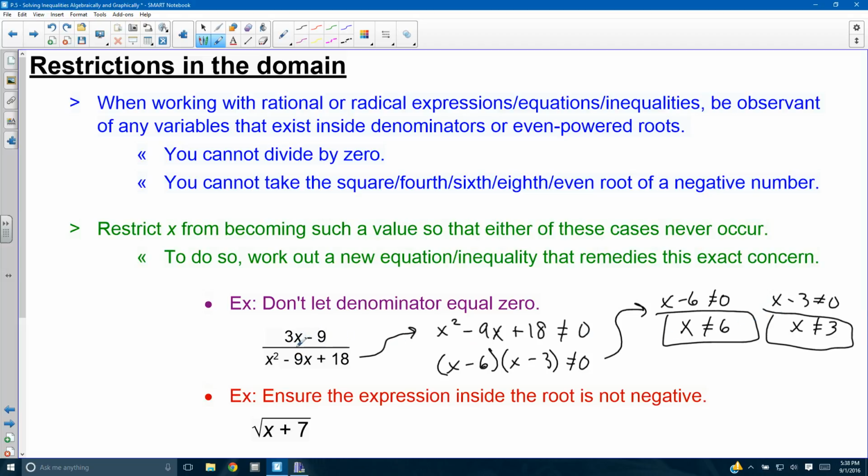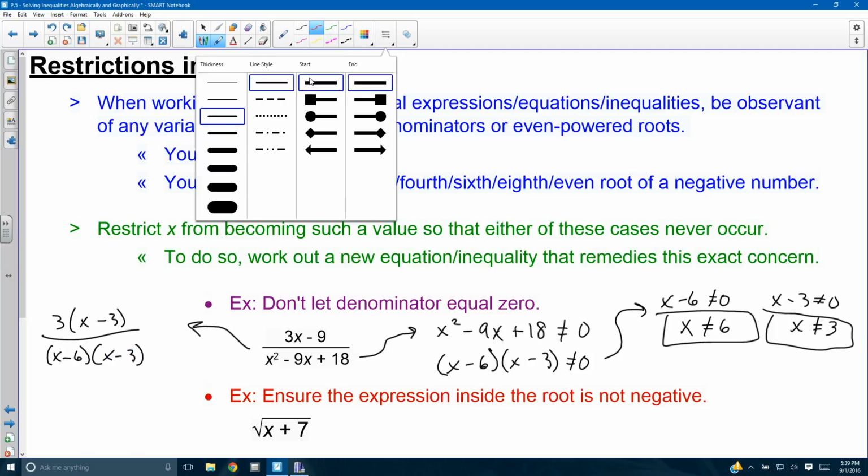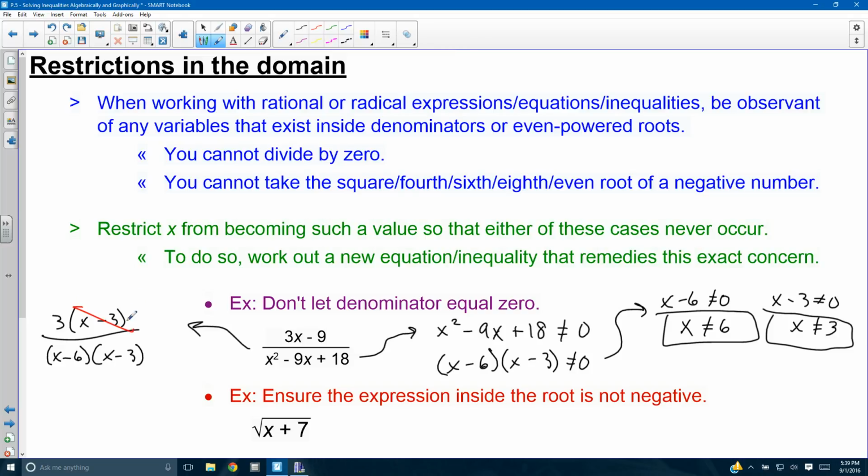Now, something else with this problem that I want you to see, I'm going to simplify this a little bit. If I pull out a 3 from the top, just like dividing it out, I'm going to get x minus 3 inside. And if I write the bottom in factored form, it'll be x minus 6 times x minus 3. Now what you have is a common factor of x minus 3 on top and bottom. So what I can do to this problem is take those out, and now that's 3 over x minus 6. However, that was not the original expression.